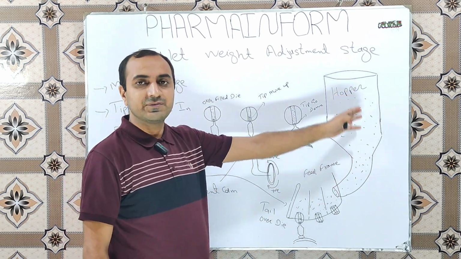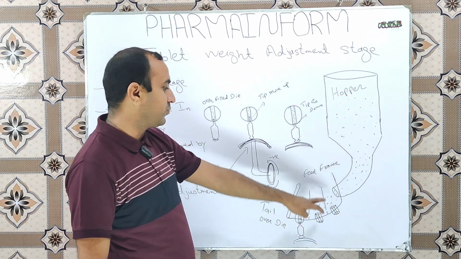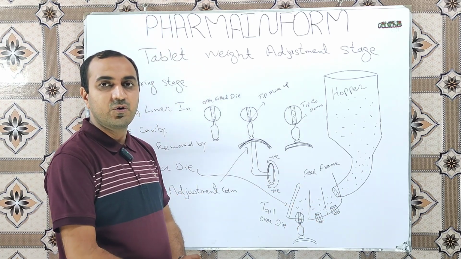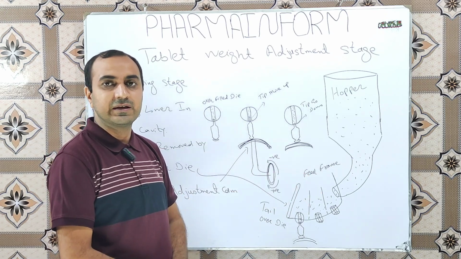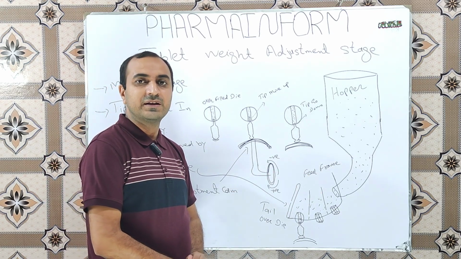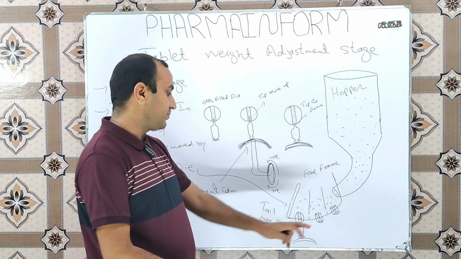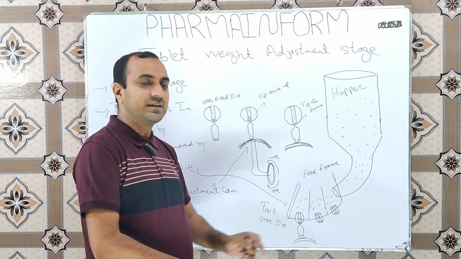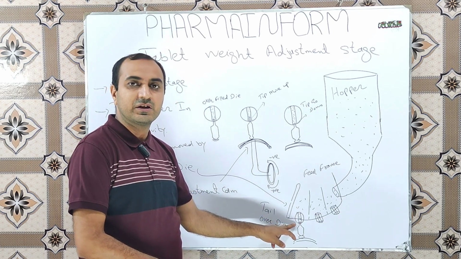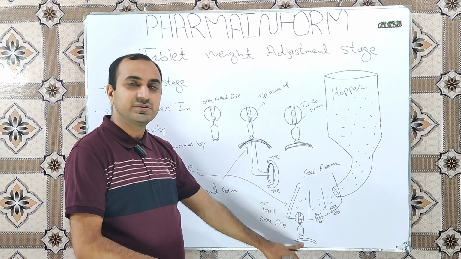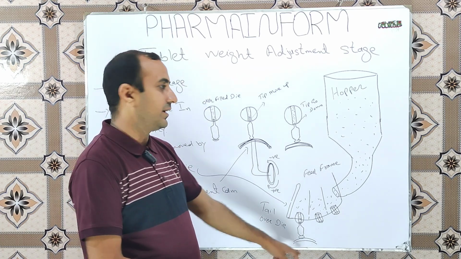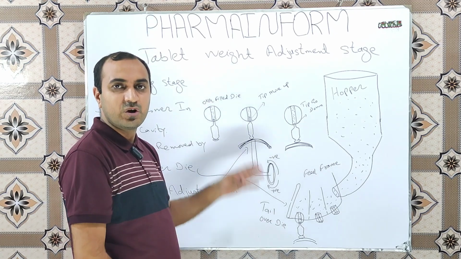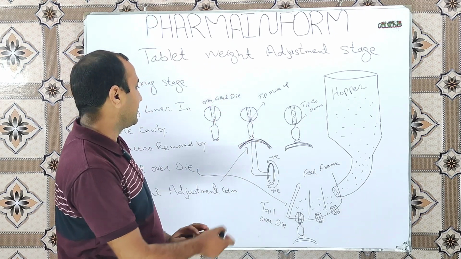We are familiar that in the filling stage, powder is supplied from the hopper to the feed frame, and our die cavity is overfilled with the powders or granules. All of this is discussed in the previous video. If you have not watched it, the link of the video is provided in the description. So at the final stage, in the third housing, when our die is overfilled with the powders or granules, the lower punch passes over the weight adjustment cam.